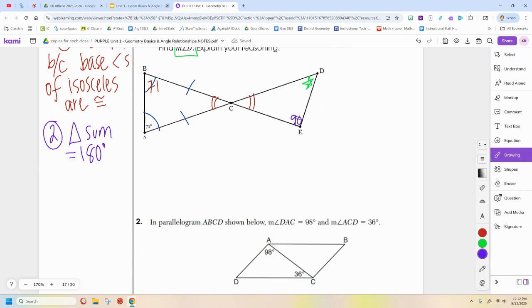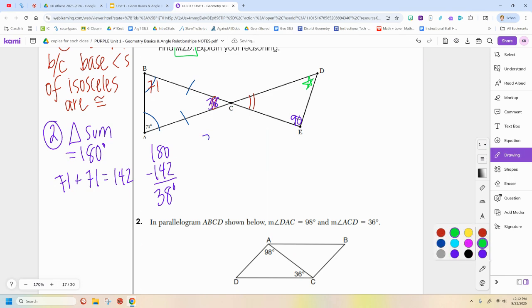I would literally write 71 plus 71 equals 142. 180 minus 142 equals 38 degrees. And so I'm going to put the 38 degrees here. And the other one, because they're congruent. Okay, but is that the same step or is that a new step? So I'll just pick another color here. I'm going to try to separate.